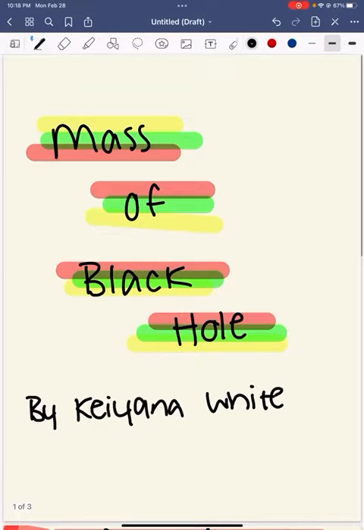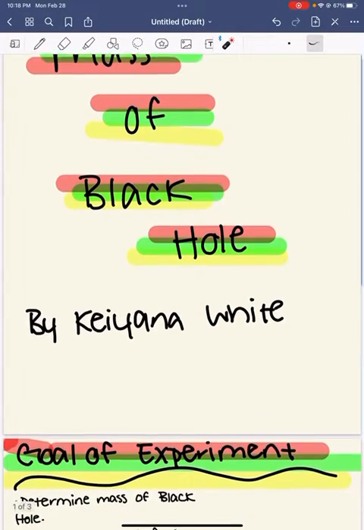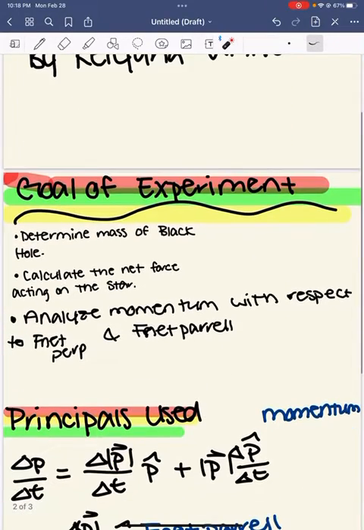Hello, everyone. This is Experiment 3, or Lab 3, Mass of a Black Hole by Kiana White. The goals of this experiment were to determine the mass of the black hole, calculate the net force acting on the star, and analyze the momentum with respect to FNet perp and FNet parallel.